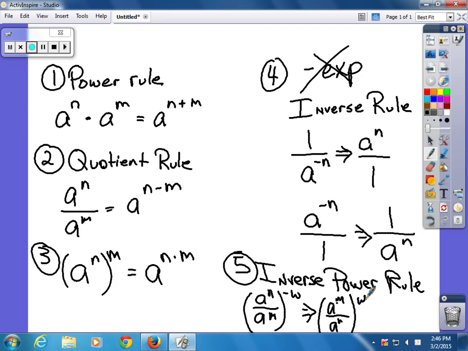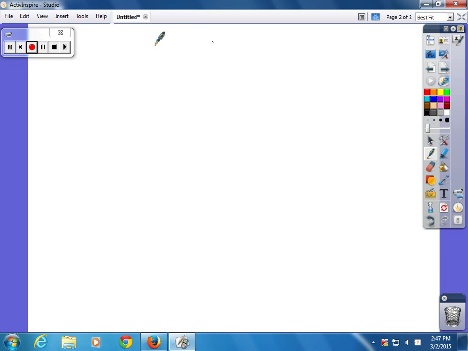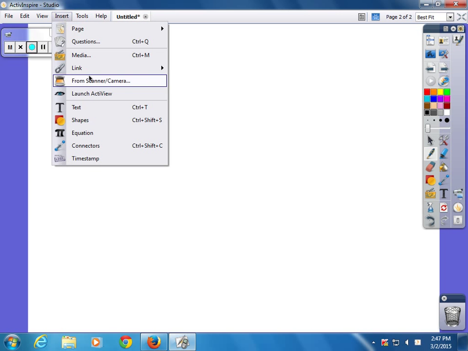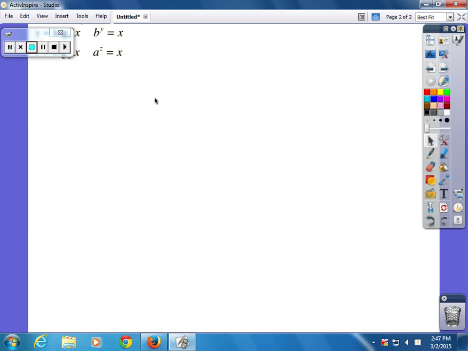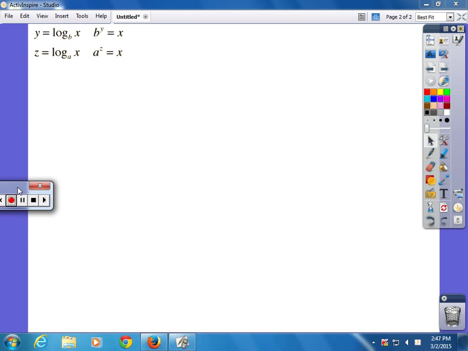rules of exponents. Now I'm going to show you how they relate to the exponential rules, but first I want to show you the definition of a logarithm. In this next slide, I've got to remember how to bring them in. The mouse is not working too good. That's the definition of a logarithm.